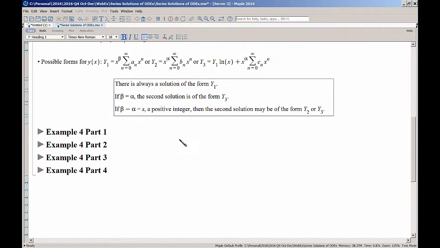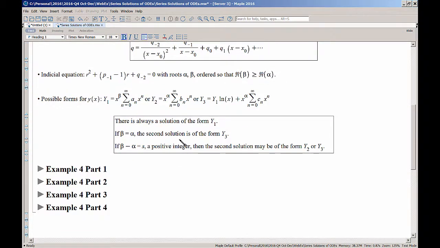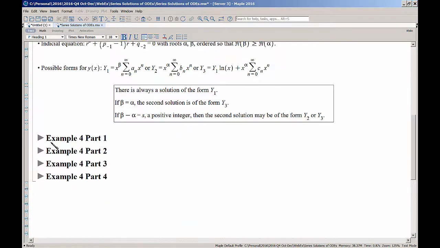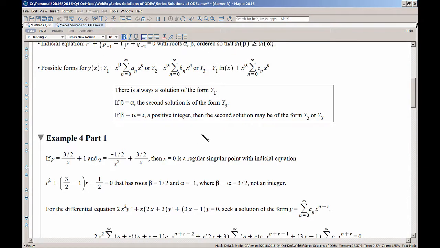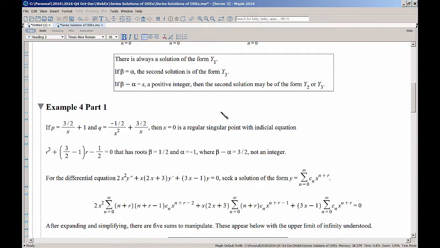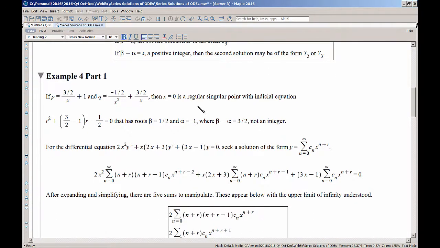Our equation here, we'll see that in a minute, will give us two of the better kind. We'll get a y1 and a y2, so we won't have to consider that logarithm solution.